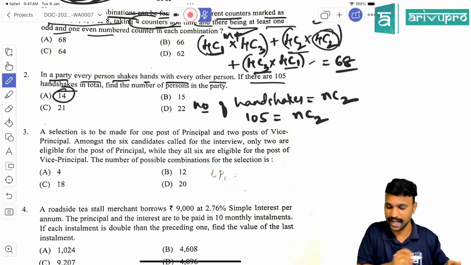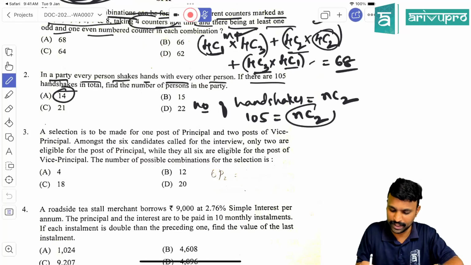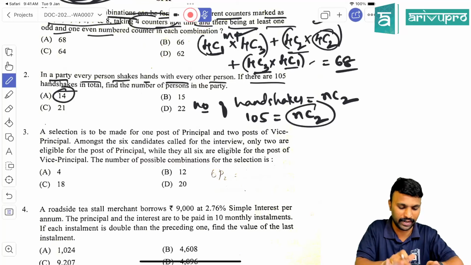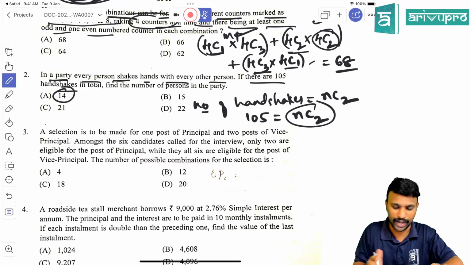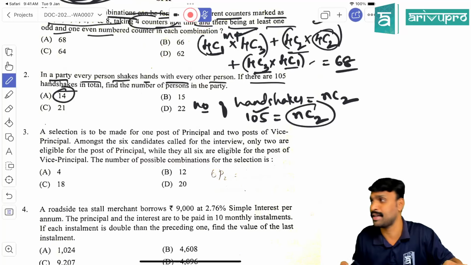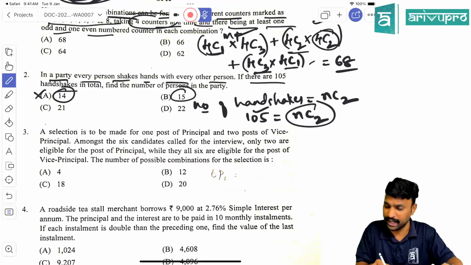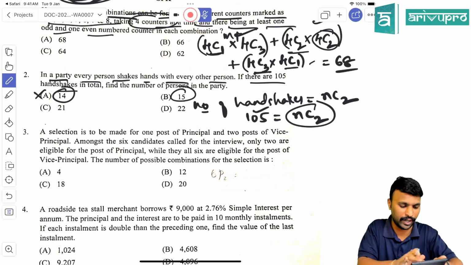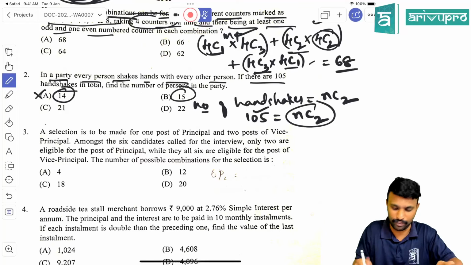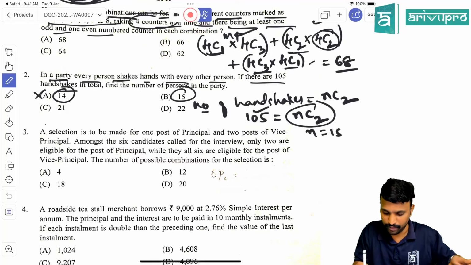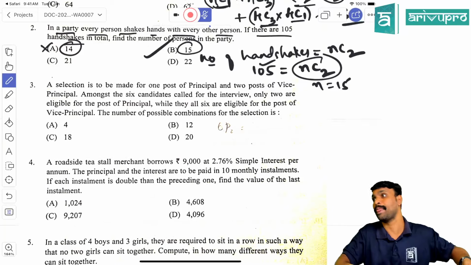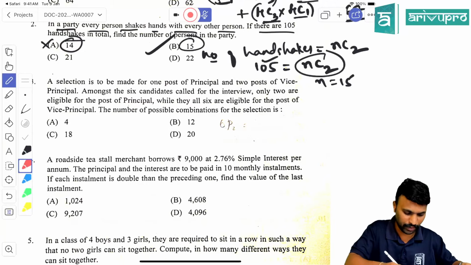Where is n in the options? Guys, if I hit n equal to 14, what will happen? 14C2 is 14 into 13 divided by 2 factorial, which is 2. You get 91. But the given number of handshakes is 105. So it is not option A. If I hit option B, n equal to 15, so 15 into 14 divided by 2, you get 105. Therefore n is equal to 15 by the option hitting method. Hope it is clear. Moving on to the next question.